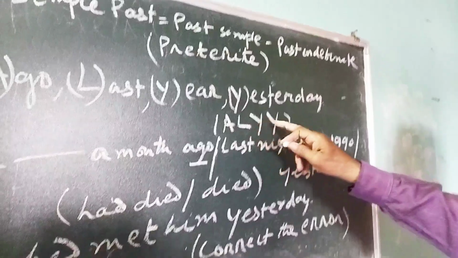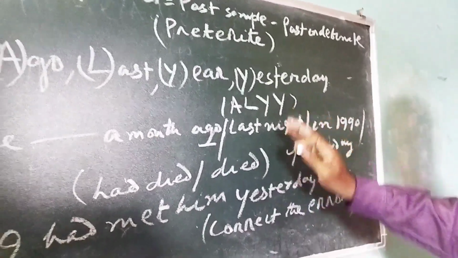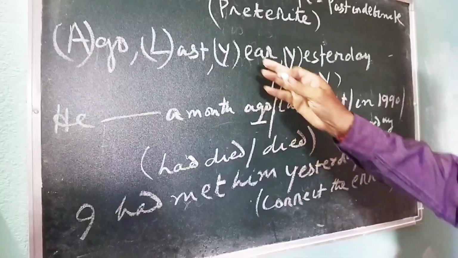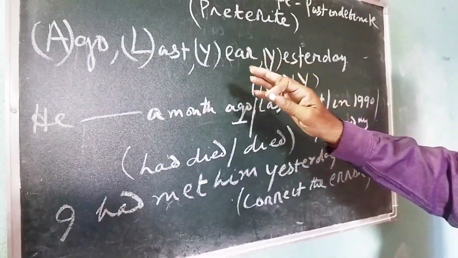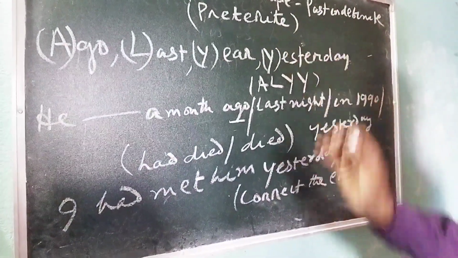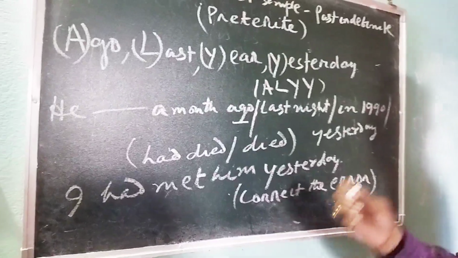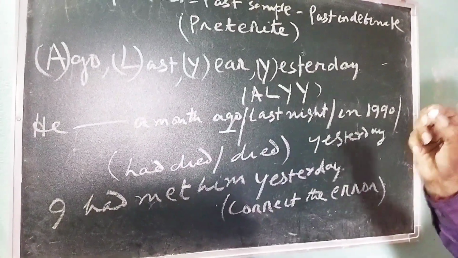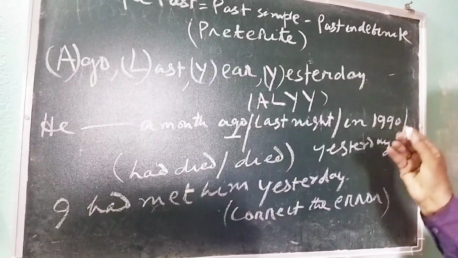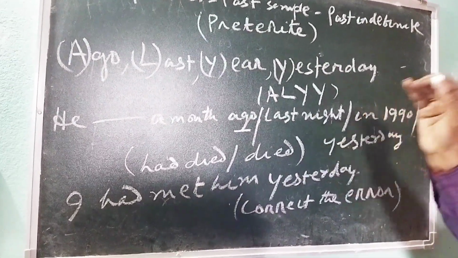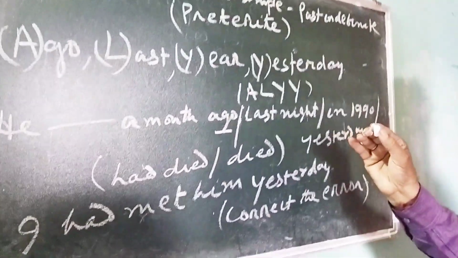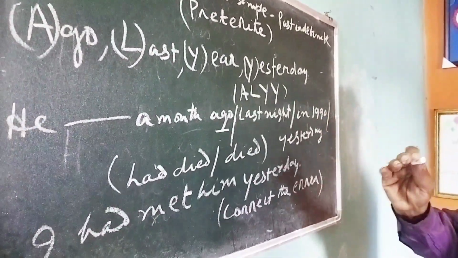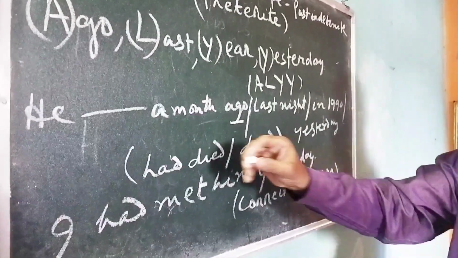Wherever you find ALYY, the simple rule is that whenever you find ago, A, last, L, year, Y, and yesterday, Y, simply use simple past. Simple past you have to remember. That is your subject plus V2. Go, went is the simple past or V2. Eat, ate. Ate is the simple past or V2. Write, wrote, V2. Teach, taught, V2.